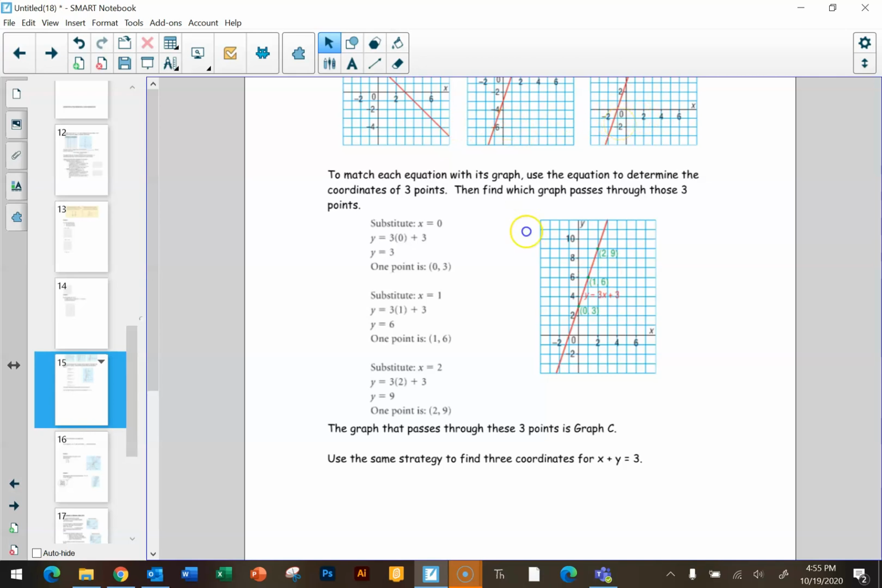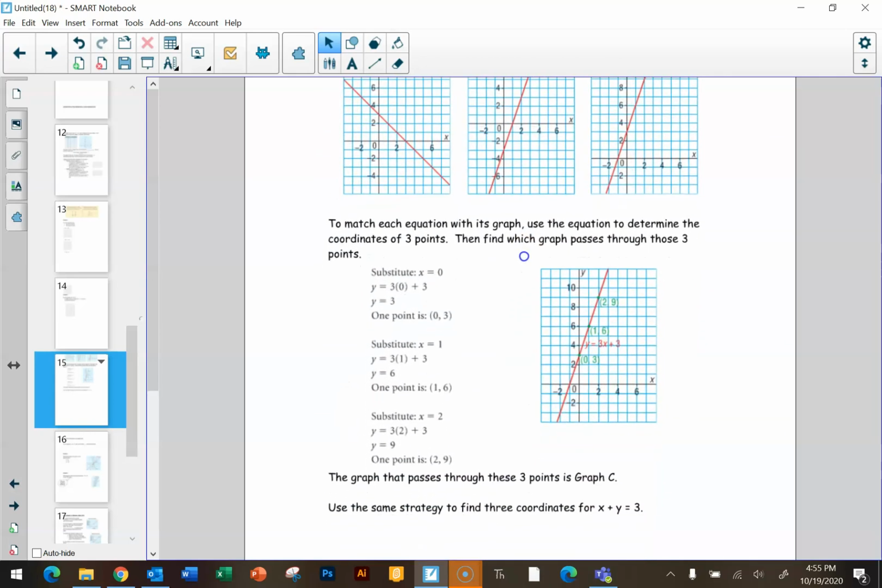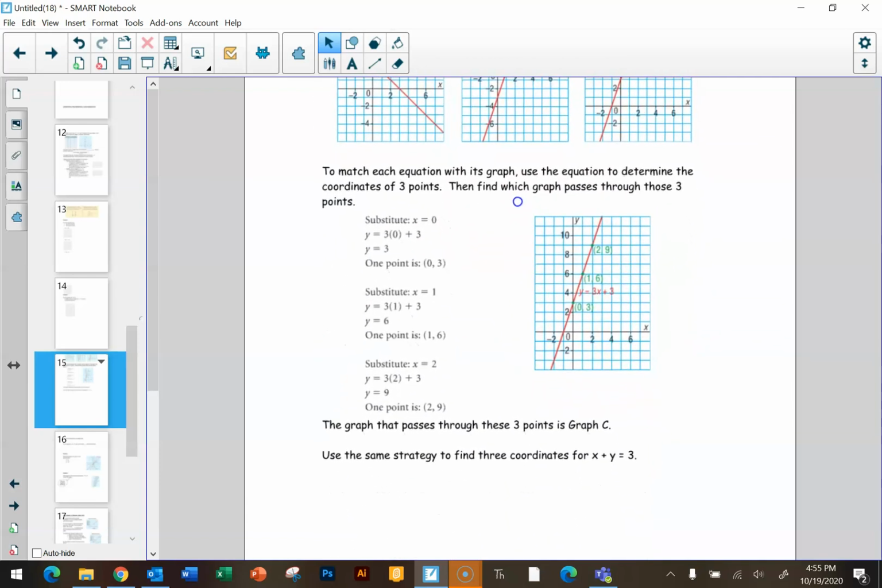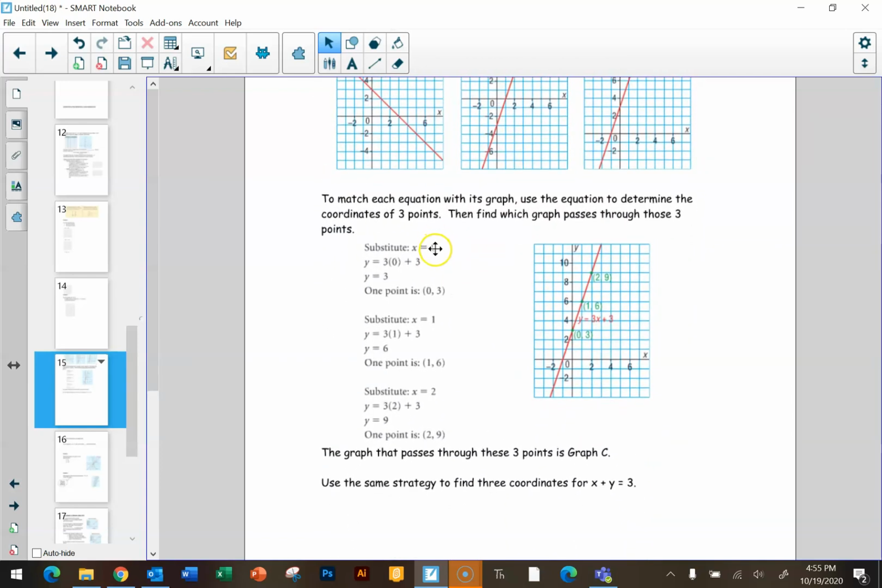So for instance, for the first equation here, y equals 3x plus 3, if we substitute in 0, then 3 times 0 is 0, then we get 3, so y equals 3. Therefore, we know that one point is at 0 and 3. So the x is 0, the y is 3. If we look at our graph, we go 0 and then up to 3, so it's right there.